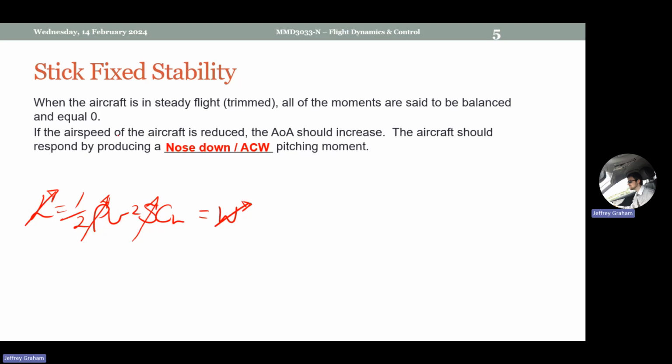So in the scenario we see here, we slow the aircraft down. The only way we can maintain the same amount of lift is to increase the coefficient of lift. So the scenario looks like this.